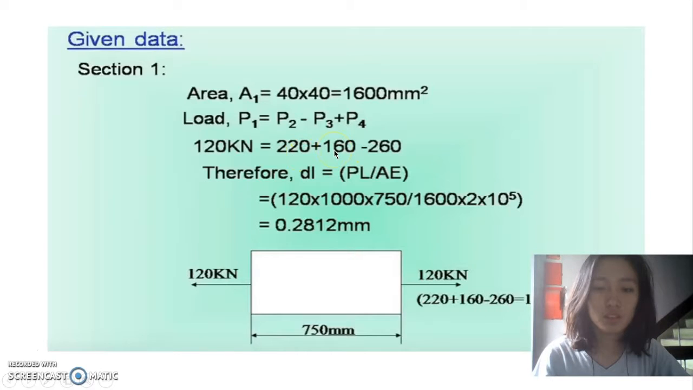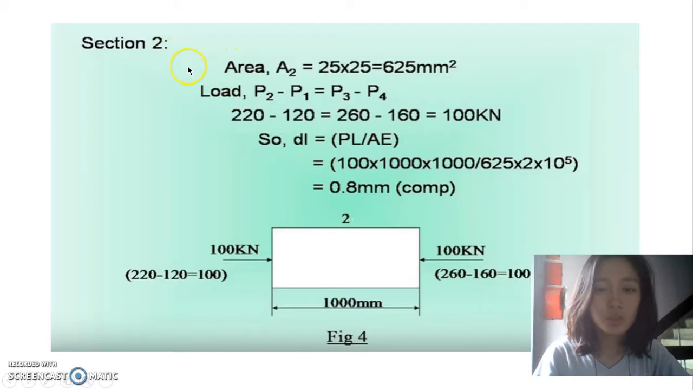120 plus 220 plus 116 minus 260 is equal to 120 kilonewton. Therefore, the deflection is equal to PL over AE, where P stands for the applied loads, L the length, A is the cross-sectional area of the bar, and E is the modulus of elasticity, which is equal to 0.28 millimeters.